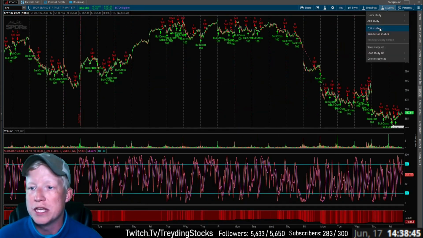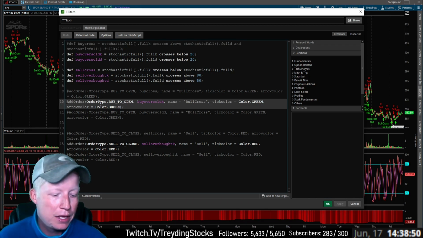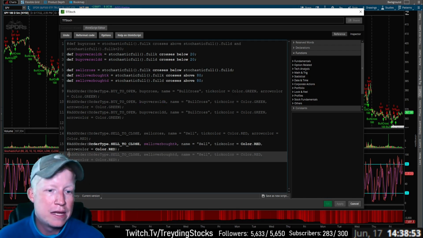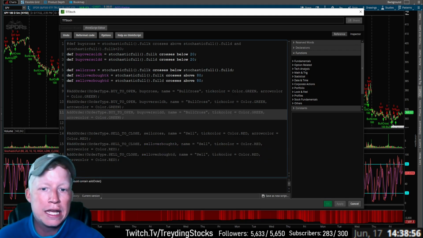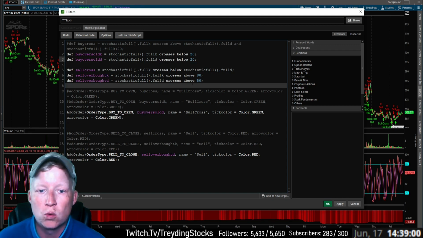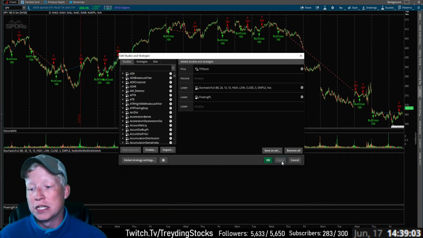If I jump into the code again quickly, once again, it's already all set up. I just have to comment out this and then uncomment this. We are now running the full D, which is the purple line, the slow line, buy below 20, sell above 80. Let's go ahead and run this. And it's still down.